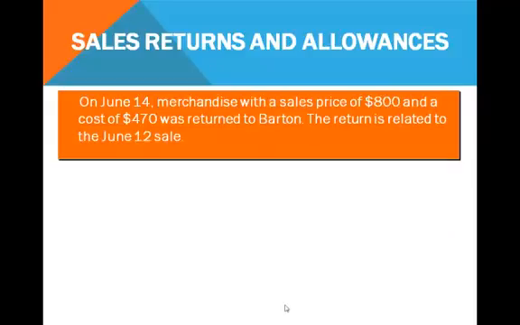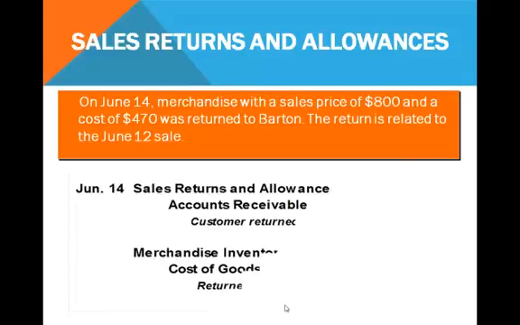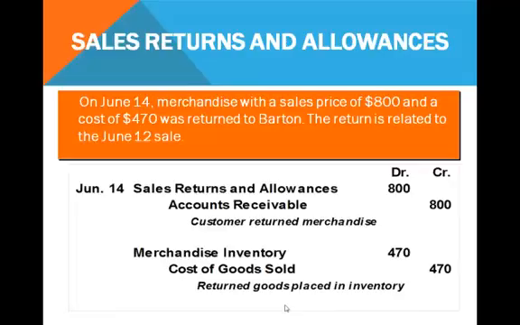On June 14th, Bart & Company received some inventory back from the customer. Similar to a sales entry, a return of merchandise entry requires 2 journal entries, one at retail and one at cost. The retail entry includes a debit to sales returns and allowances and a credit to accounts receivable for the sales price of $800. The cost entry includes a debit to merchandise inventory, in other words, we're putting that back in our inventory because they sent it back, and a credit to cost of goods sold for $470, which is the cost of the returned inventory.